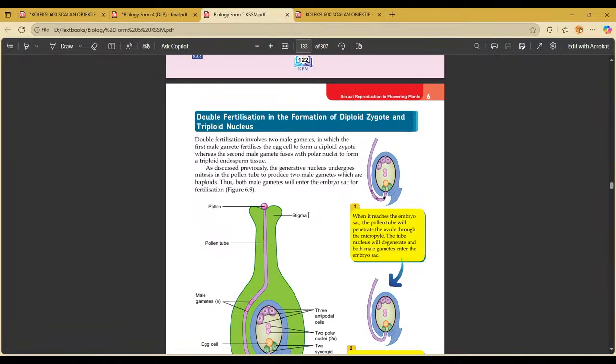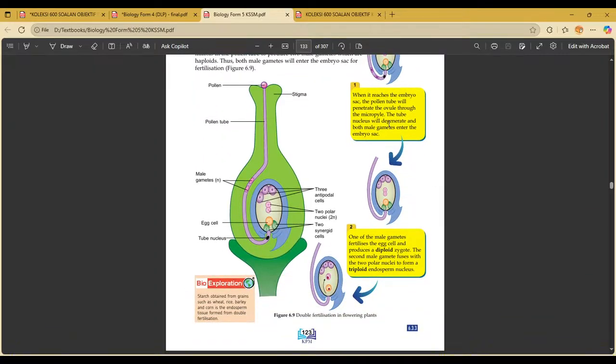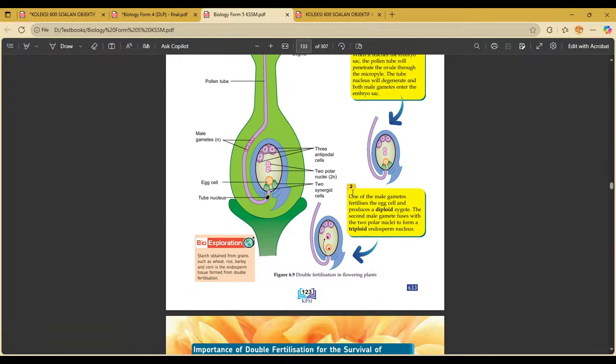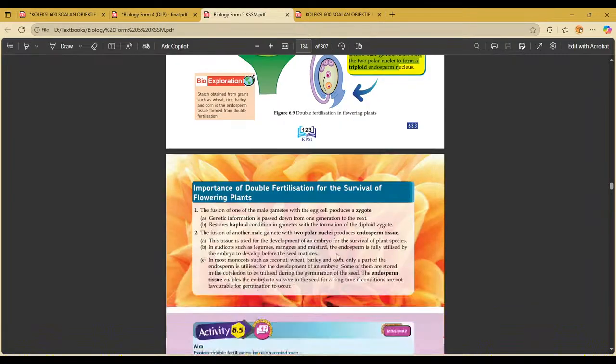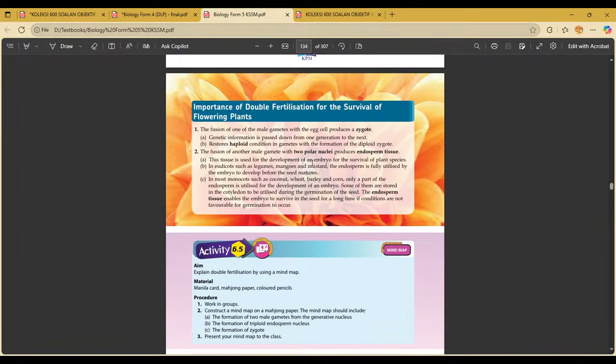How does double fertilization work? Two male gametes, in which the first male gamete fertilizes the egg cell to form a diploid zygote, whereas the second male gamete uses the polar nuclei to produce triploid endosperm tissue. Pollen tube will penetrate the ovule to the micropyle. The tube nucleus will degenerate, and both male gametes enter the embryo sac. One of the male gametes fertilizes the egg cell, produces a diploid zygote. The second produces the endosperm nucleus. What does endosperm do?